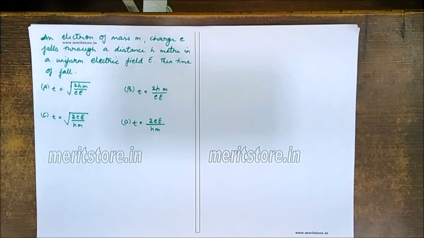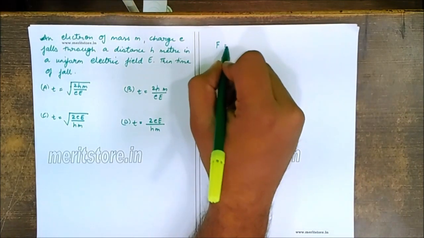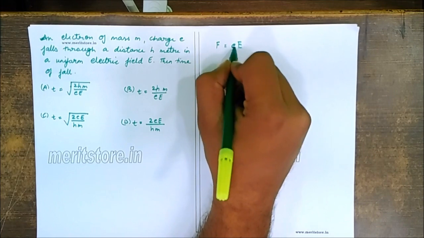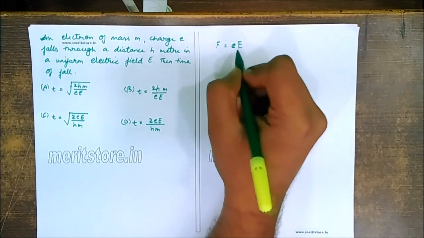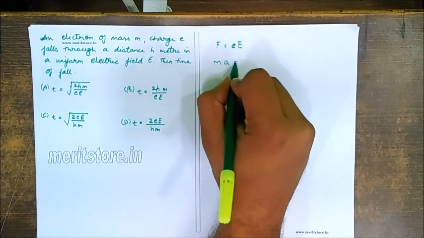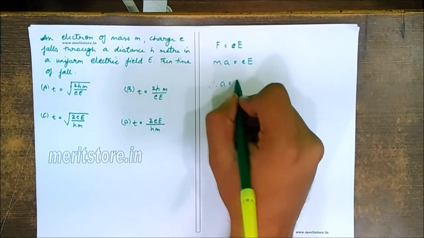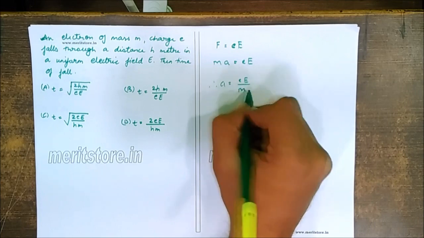The next question. An electron of mass m, charge e, falls through a distance h meter in a uniform electric field E, then the time of fall. Alright, so time of fall has been demanded. First of all, the force acting on an electron in electric field is e into E, that is charge into electric field intensity. Now we have force as mass into acceleration. So ma is equal to eE. Therefore, if acceleration is to be calculated, it becomes eE upon mass.